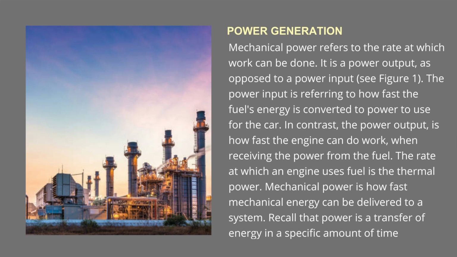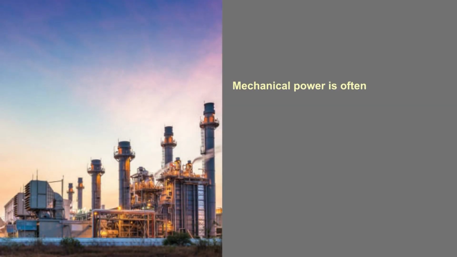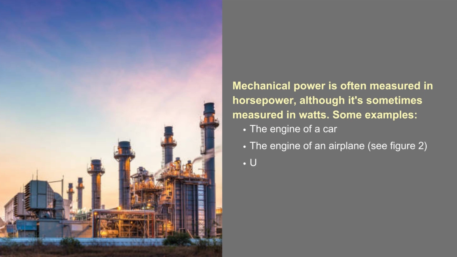The rate at which an engine uses fuel is the thermal power. Mechanical power is how fast mechanical energy can be delivered to a system. Recall that power is a transfer of energy in a specific amount of time. Mechanical power is often measured in horsepower, although it is sometimes measured in watts. Some examples are the engine of a car, the engine of an airplane, and using a crane to lift heavy things.